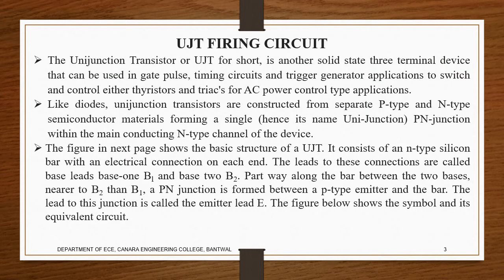At first, what do you mean by UJT? UJT is nothing but a unijunction transistor, which is another solid state three-terminal device which can be used in gate pulse, timing circuit, and trigger generator applications to switch and control either thyristors and triacs for AC power control type of application.